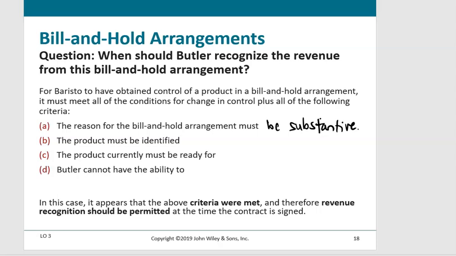The product we're talking about here, in this case the fireplaces, must be identified separately as belonging to the customer. So in Butler's warehouse, they have to separately position those fireplaces and put a sign on them so that they're not going to get sold to another customer.